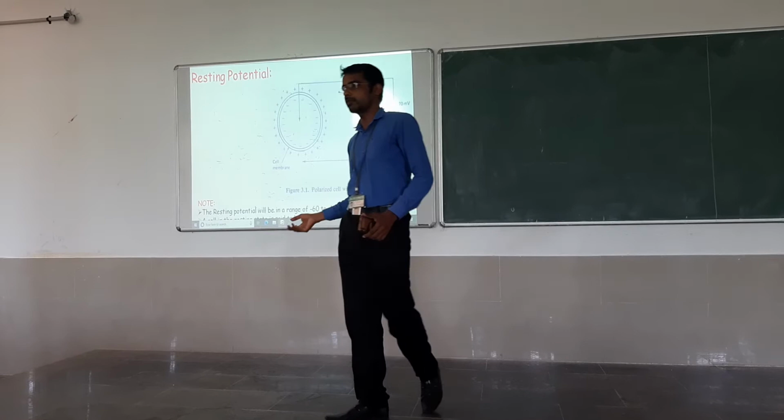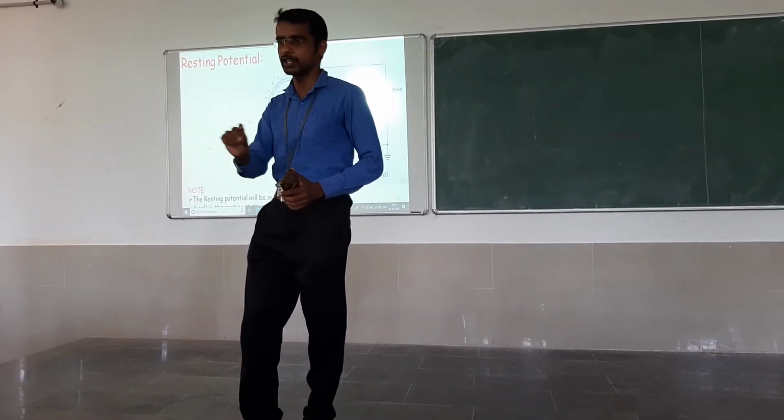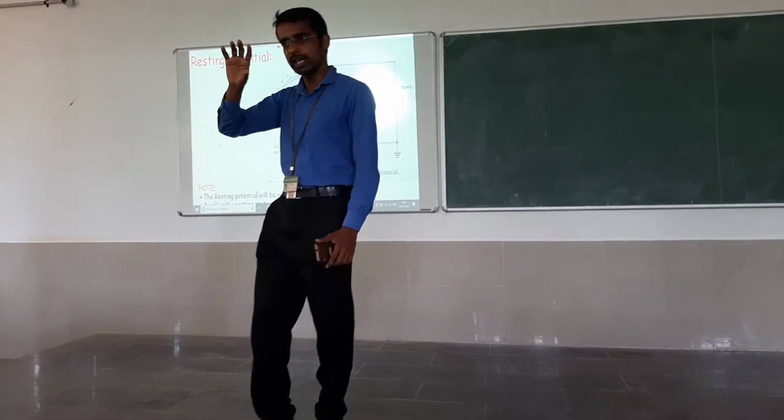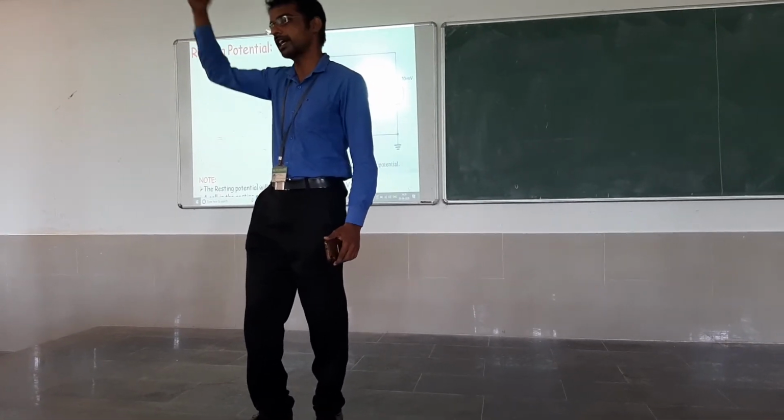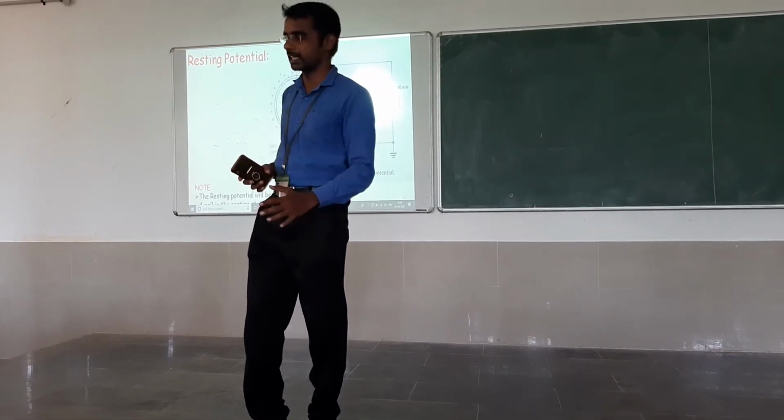For example, the same thing we do with digital electronics also. If it is 0, we don't exactly take 0 voltage. If it is 1, we don't exactly take 5 volts. If it is 2.5 and above, we take it as 1. Right? If it is around 1.7 or something like that, we take it as 0.